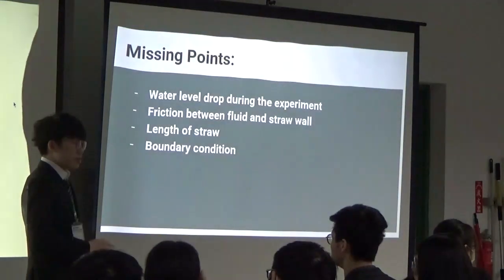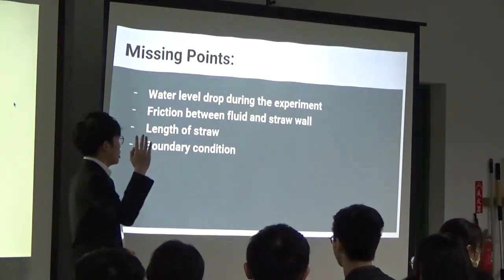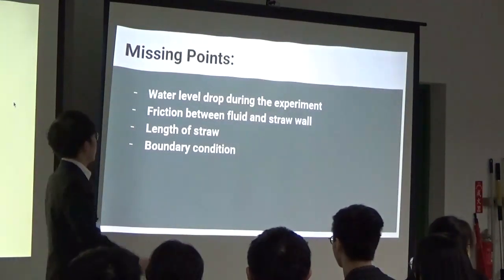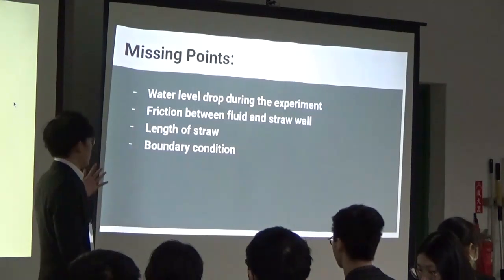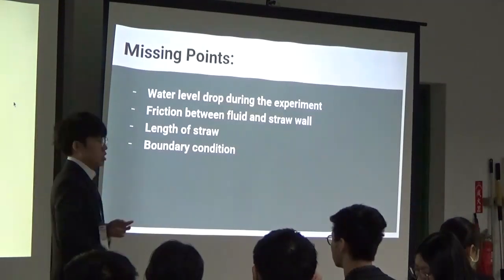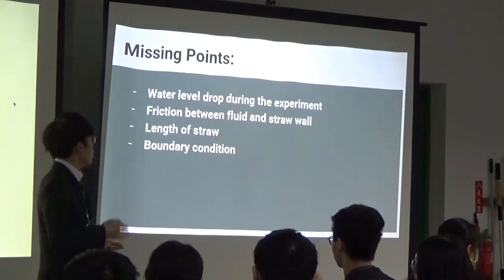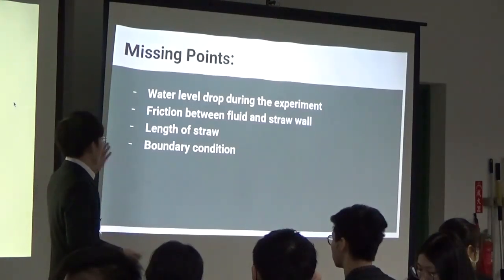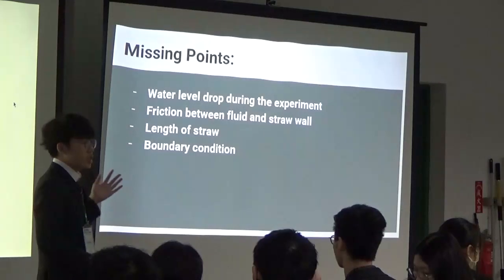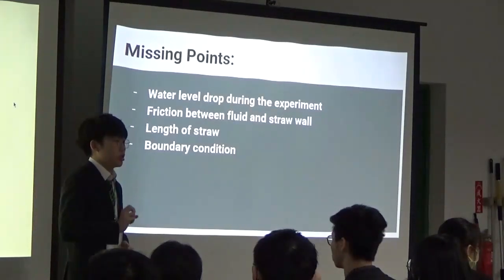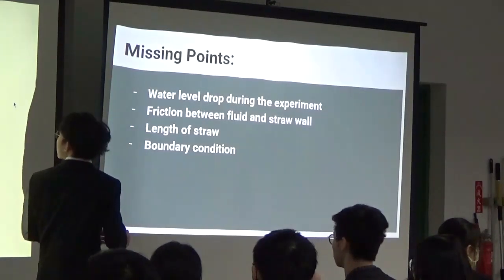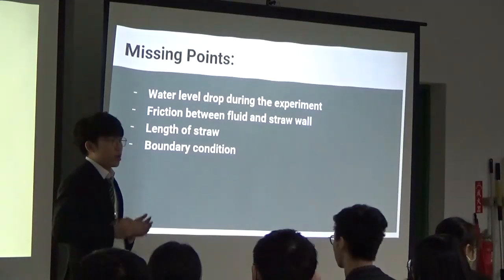And there are some missing points for both the opponent and the reporter. The first one is the water level drop degree experiment. And the second one is the friction between the fluid and the straw wall, which we believe can be considered, and also the length of the straw and the boundary condition of whether the pumping motion will happen or not. So this is basically the review of our team.